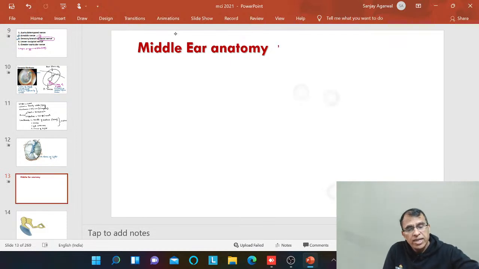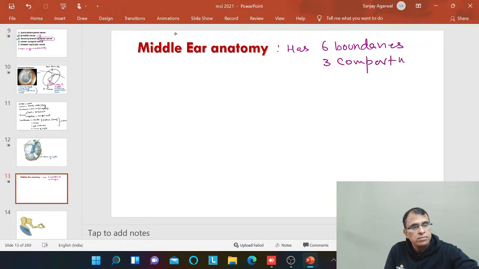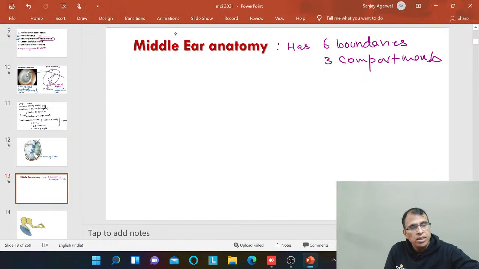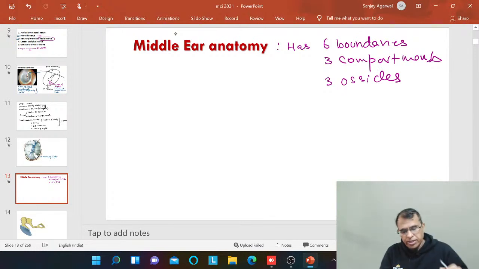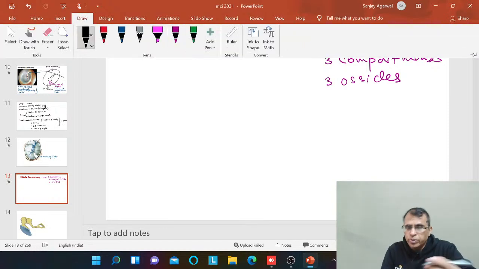So middle ear has six boundaries, three compartments and three ossicles. This is the main thing in the middle ear. It has six boundaries, three compartments and three ossicles. If you know these three things, then you know middle ear anatomy. That's all.